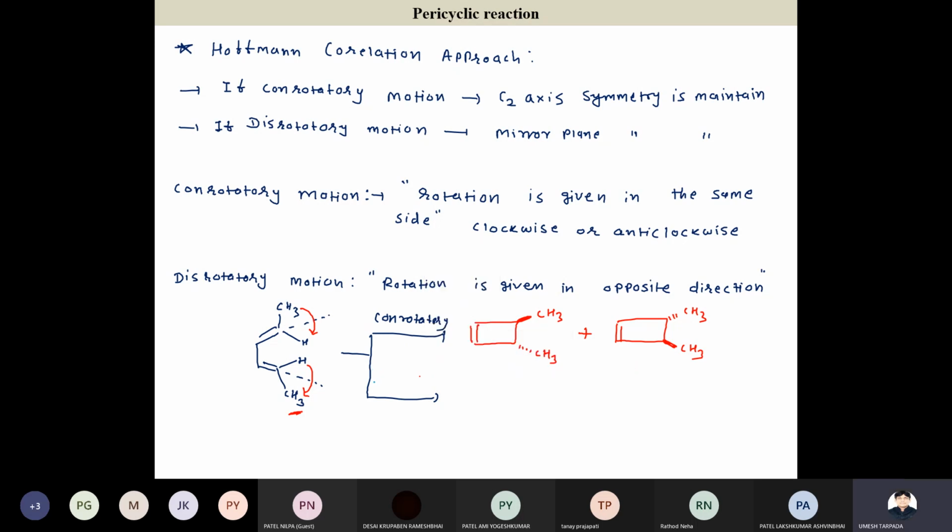Now disrotatory motion. One bond is rotated in a clockwise direction, another bond in anti-clockwise. Here the arrows come near hydrogen in both. That means both the hydrogens are on the same side and both the methyl groups are on the same side. You can write either 2 methyl groups on the front side or 2 methyl groups on the back side. Both are the same product because of the plane of symmetry. These two are not different products, but it's a meso compound.